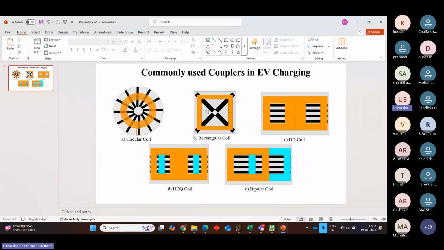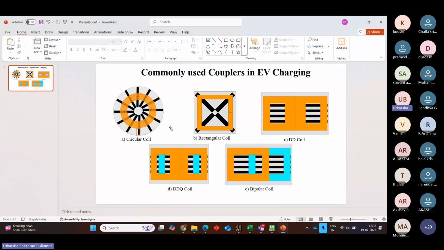And above that, we have DD coil. So we have two rectangular coils placed like this. Then we have DDQ coil. So there are three rectangular coils like this. If you work with this spiral structure, first it will take a lot and lot of time to get simulated, and secondly, it will take a lot of effort also.